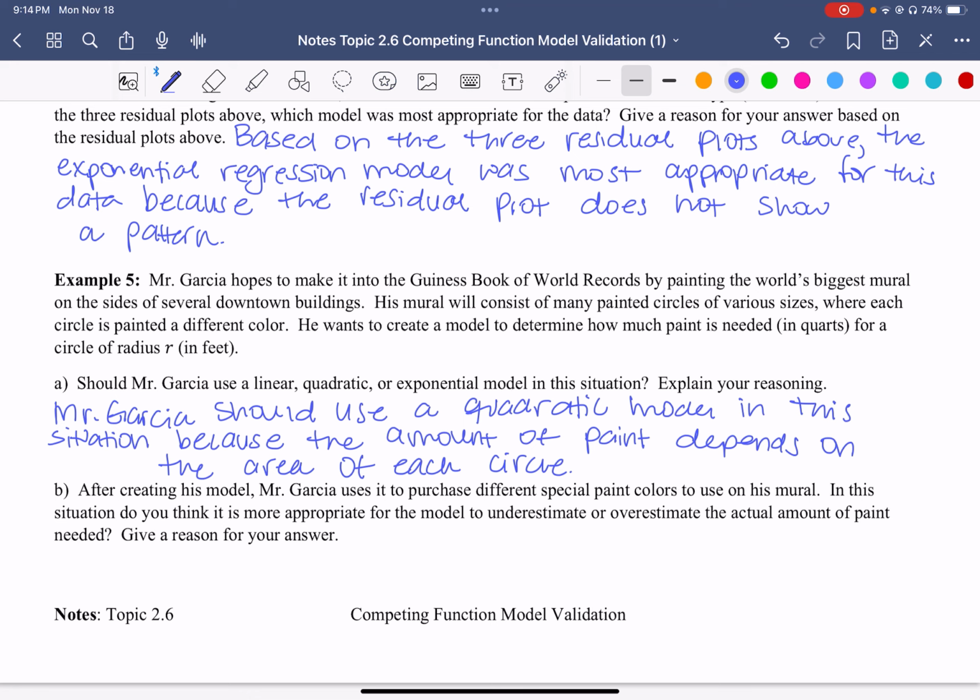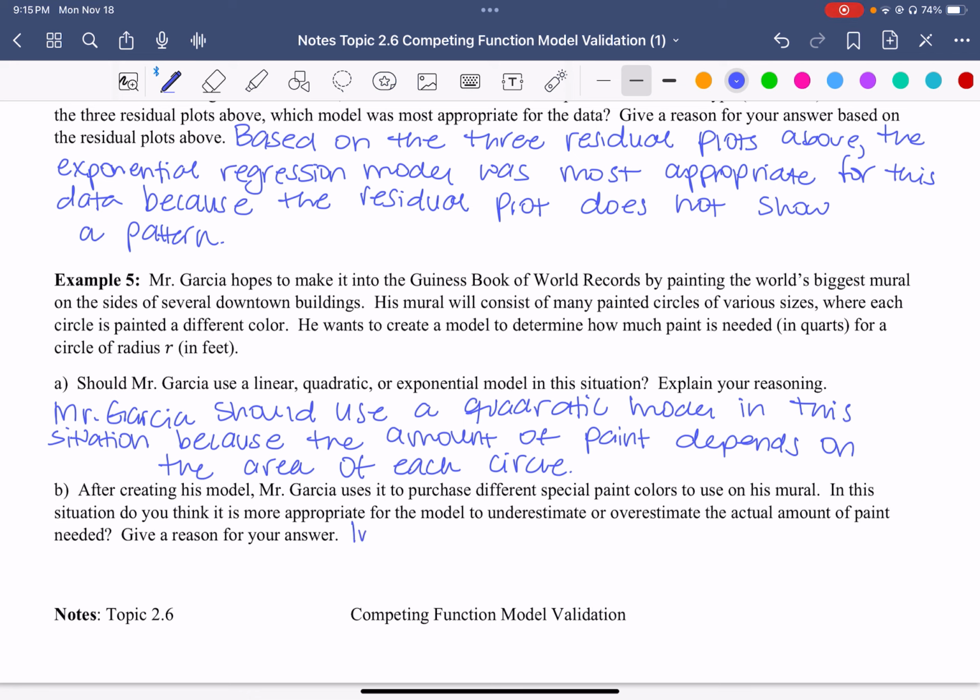Okay. Letter B says, after creating his model, Mr. Garcia uses it to purchase different special paint colors to use on his mural. In this situation, do you think it is more appropriate for the model to underestimate or overestimate the actual amount of paint needed? Give a reason for your answer. Well, when you're doing a painting, it would make more sense to have more paint than what you would need, because it would really suck if you're halfway through the painting and you run out of paint, then you have to go back to the store and come back, and that's just a hassle. So in this situation, it would be more appropriate for the model to overestimate.